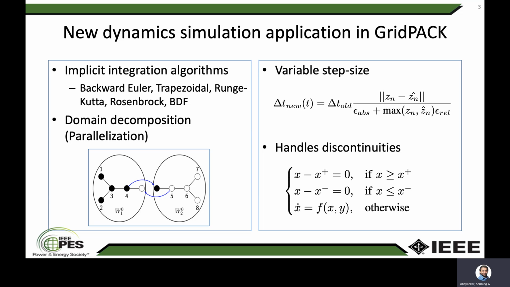The last feature of this new dynamic simulation application is that it can handle the discontinuities that exist in dynamics from events such as faults or line trippings or some controller hitting its limit and so on. And we provide support in a much more structured way by calculating when the exact event zero or the discontinuity happens. This provides a much more stable way of handling the discontinuities as opposed to the existing way of not finding the event zero.